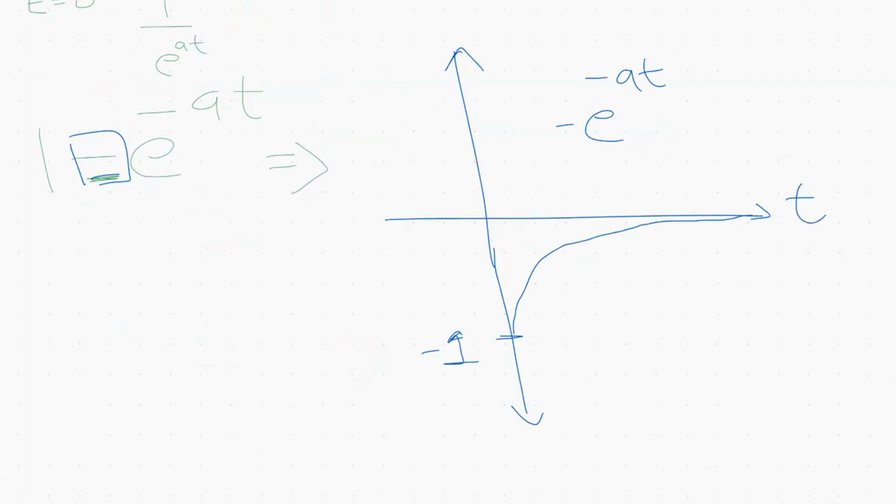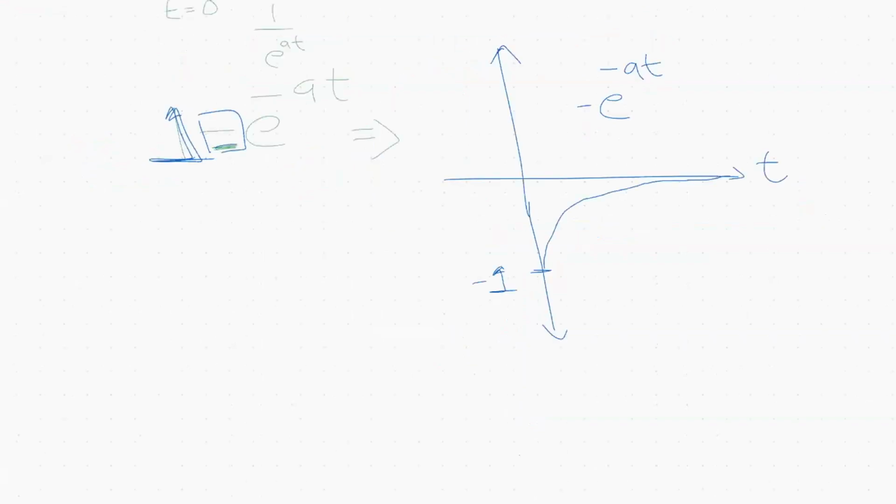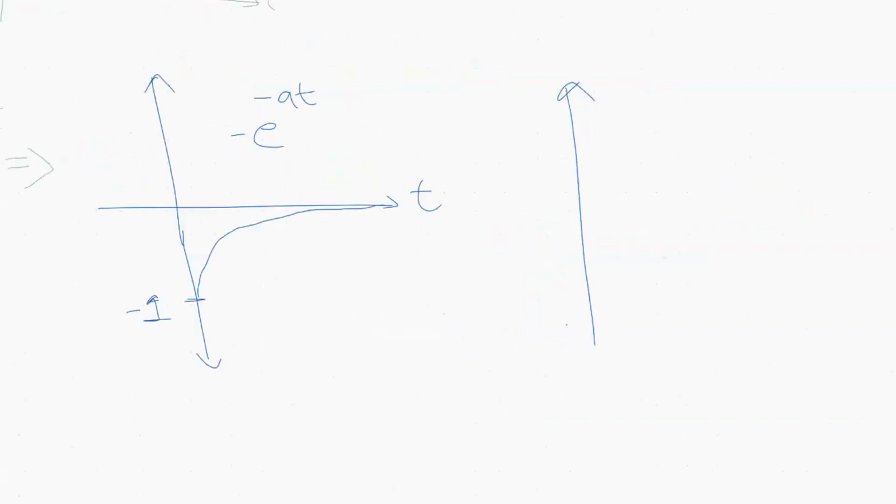And now we are shifting our signal by a value of 1. So how is the signal going to look like now? 1 minus e to the power minus at. We have an amplitude shift of 1. It's going to start from 0 or 1. It's going to start from 0, right?